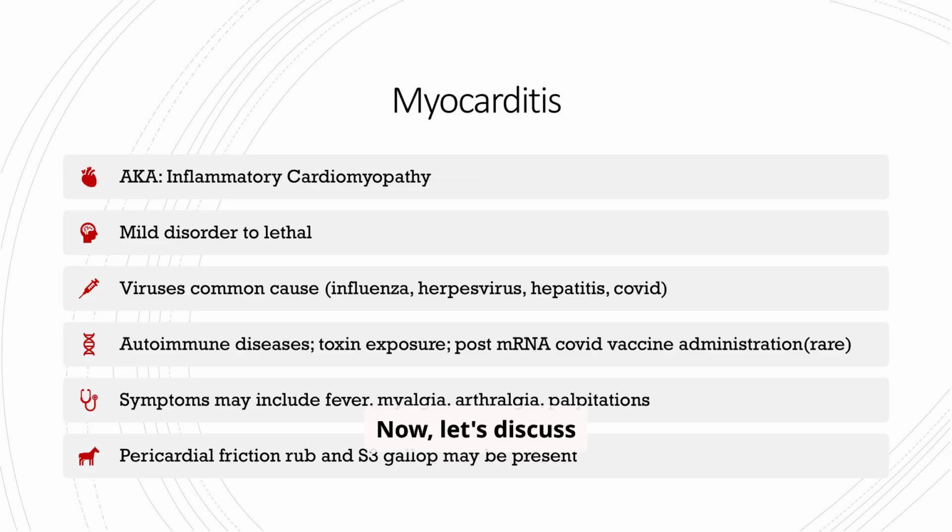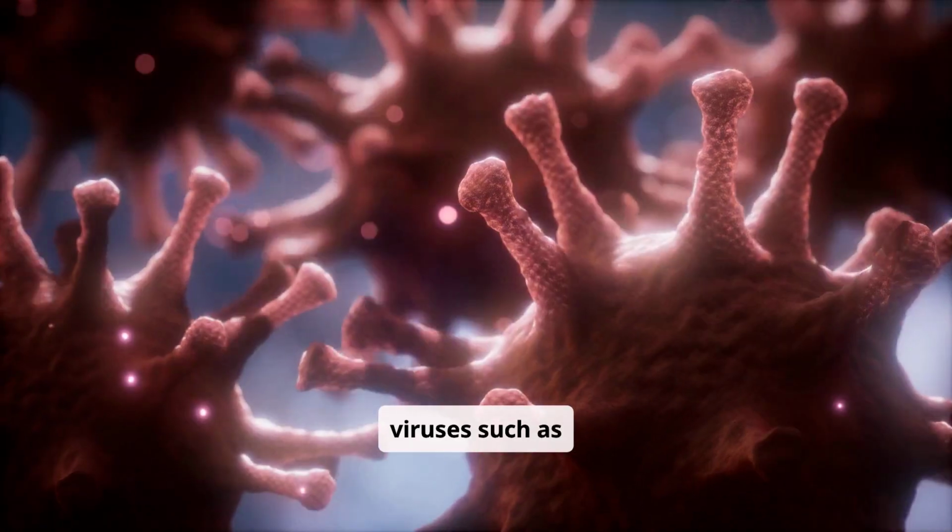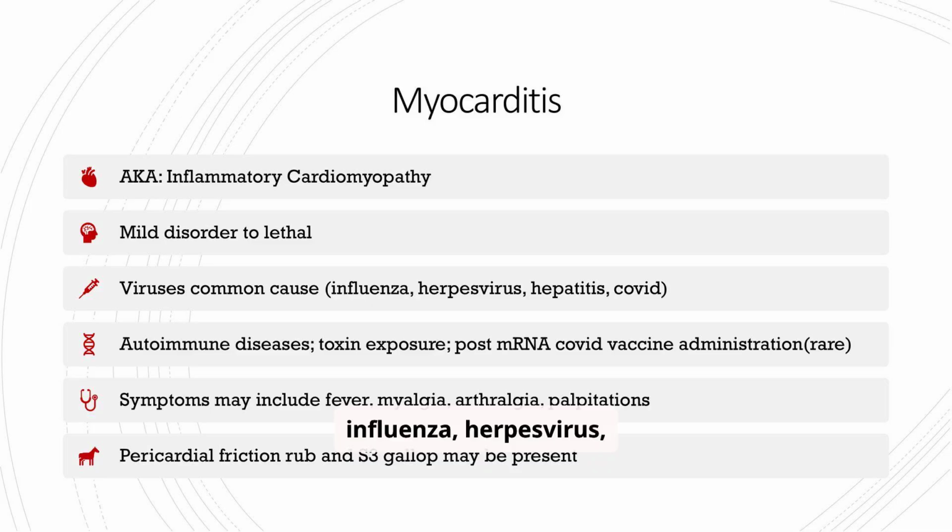Now let's discuss myocarditis, also known as inflammatory cardiomyopathy. It can range from mild to lethal. Common causes include viruses such as influenza, herpes virus, hepatitis, and COVID. Symptoms may include fever, myalgia, arthralgia, and palpitations. A pericardial friction rub and S3 gallop may be present.